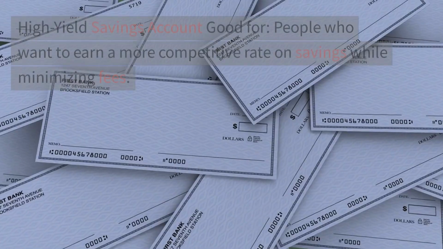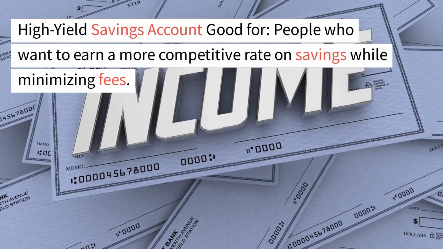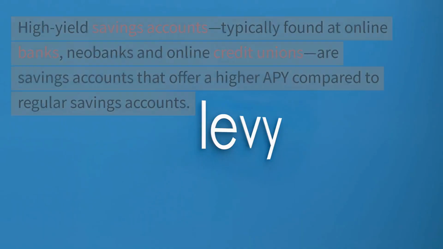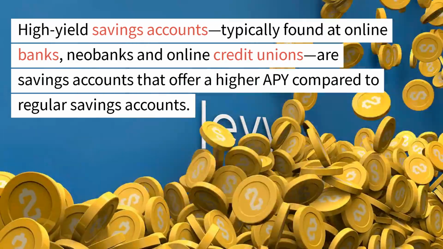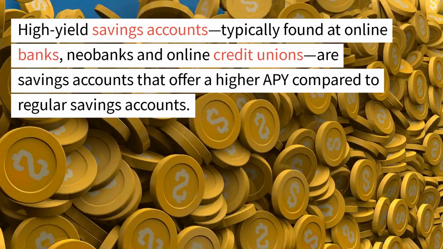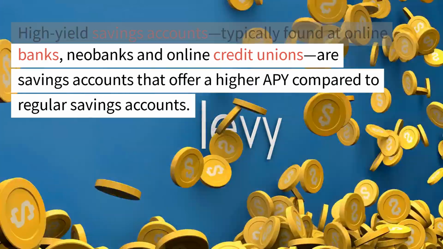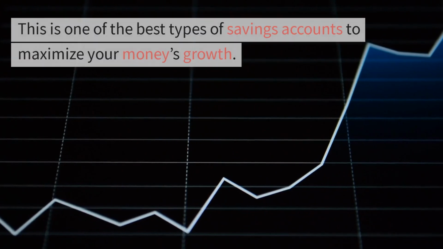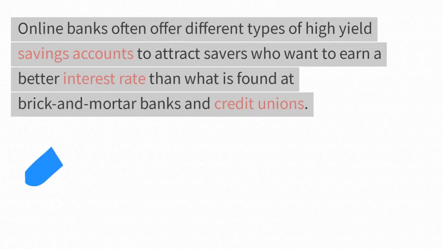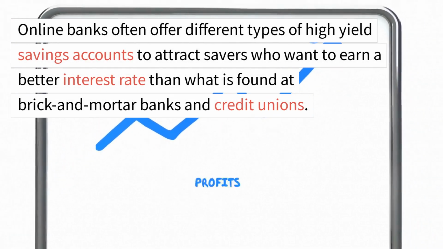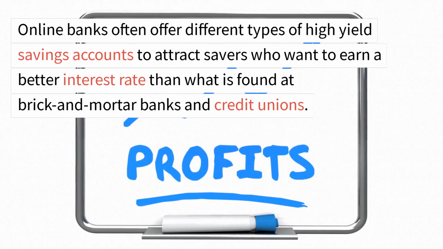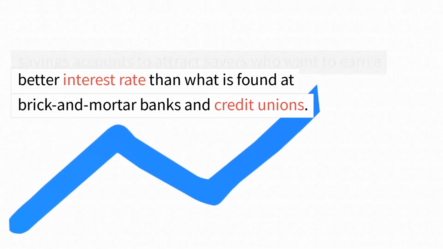2. High-yield savings account. Good for people who want to earn a more competitive rate on savings while minimizing fees. High-yield savings accounts, typically found at online banks, neobanks and online credit unions, are savings accounts that offer a higher APY compared to regular savings accounts. This is one of the best types of savings accounts to maximize your money's growth. Online banks often offer different types of high-yield savings accounts to attract savers who want to earn a better interest rate than what is found at brick-and-mortar banks and credit unions.